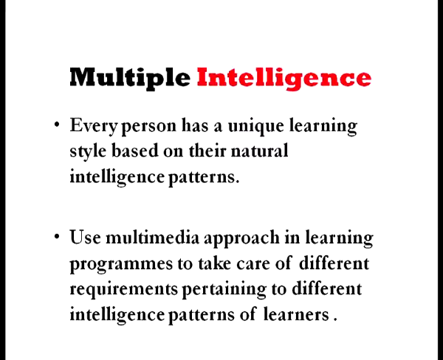In fact, the multiple intelligence theory leads us to find out that every person has a unique learning style which is based on their natural intelligence patterns. This is a group of intelligence, a pattern of intelligence which a person has, and if a person is taught that way, they will produce more, they will be better. But if they are not taught that way, then they would not learn better, they cannot produce their best.